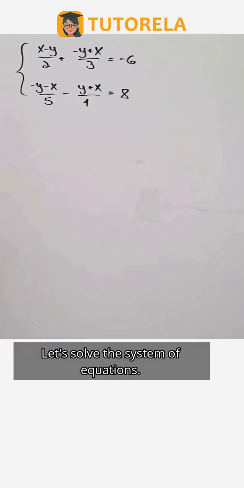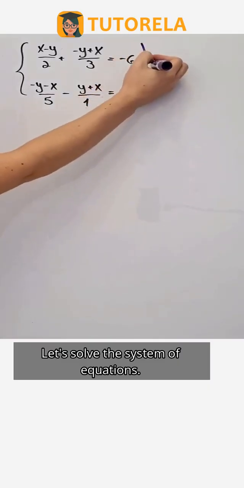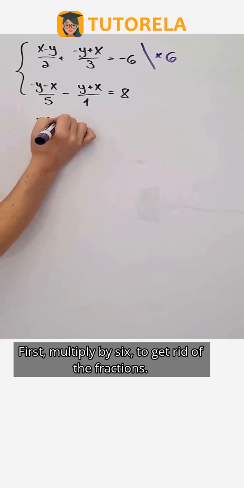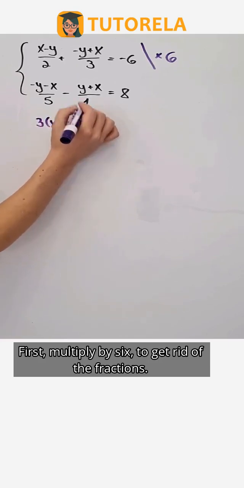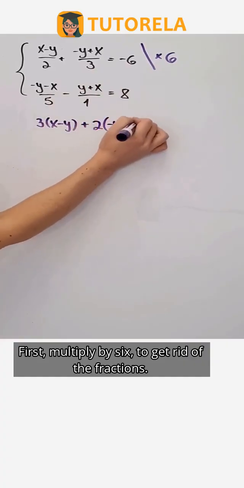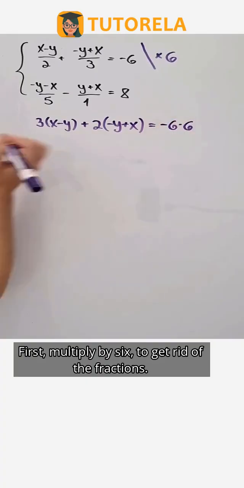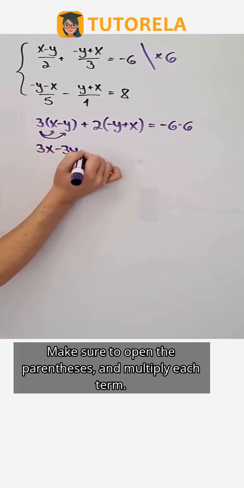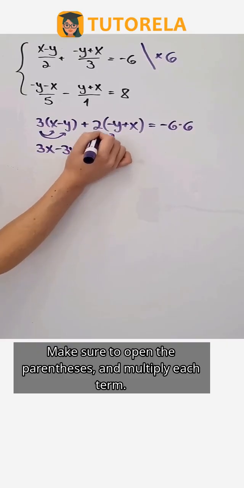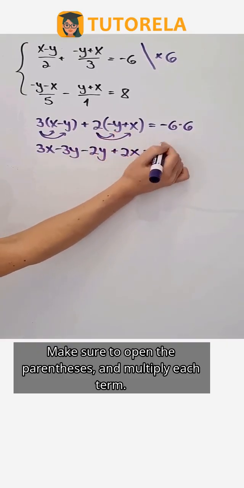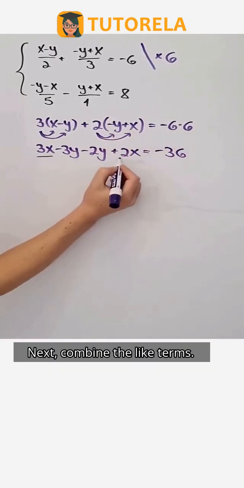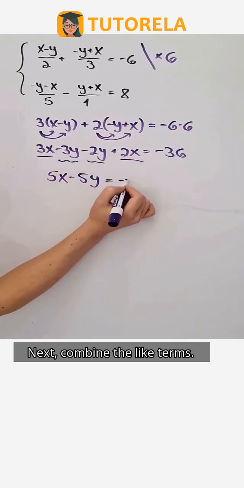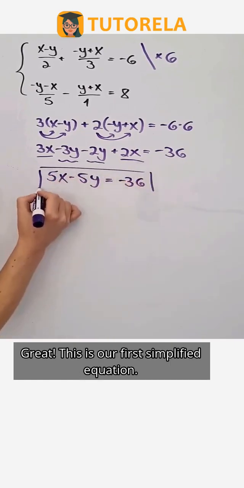Let's solve the system of equations. First, multiply by 6 to get rid of the fractions. Make sure to open the parentheses and multiply each term. Next, combine the like terms. Great! This is our first simplified equation.